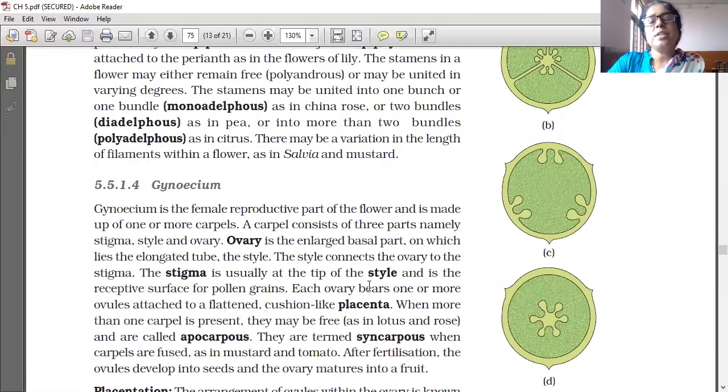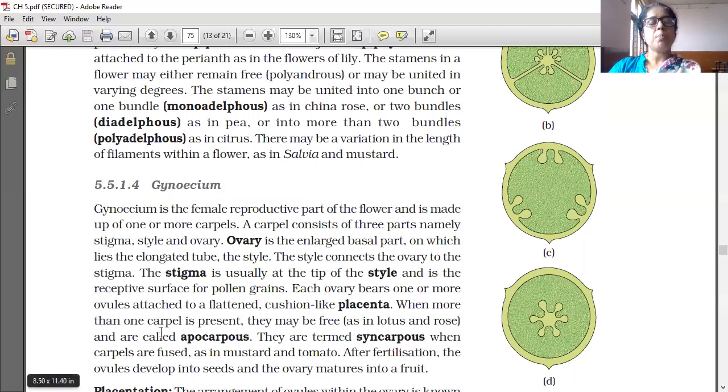Stigma is usually at the tip of the style and receives the pollen grains from the male flower. So it is the receptive surface for pollen grains. Each ovary bears one or more ovules attached to a flattened cushion-like placenta.